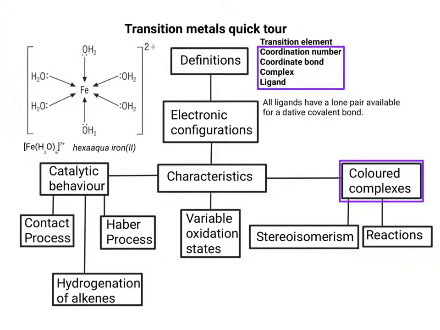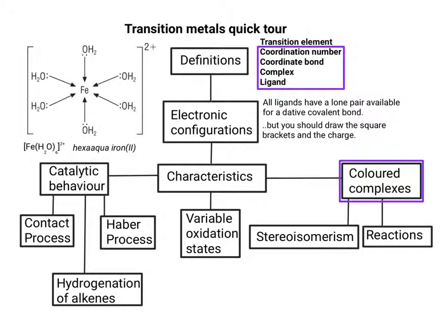So all ligands have a lone pair available for a dative covalent bond. So a dative covalent bond between a ligand and a central metal ion is called a coordinate bond. So you don't have to draw the arrows indicating the dative covalent nature of the bond in the exams, but you should definitely draw the square brackets and the charge in.